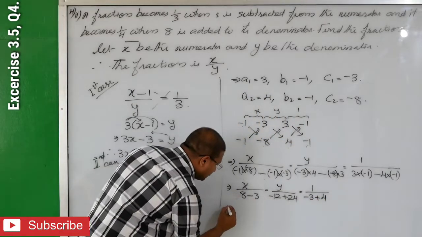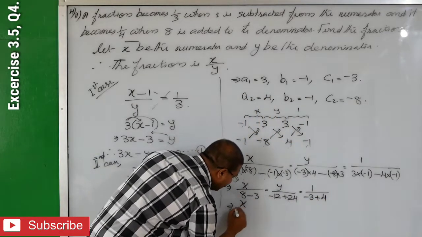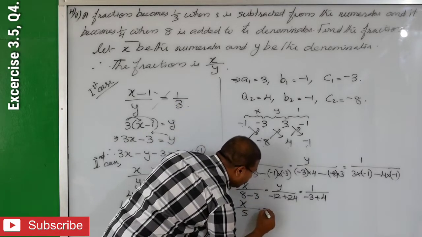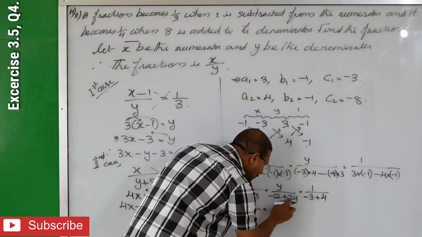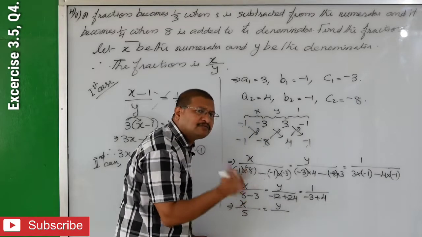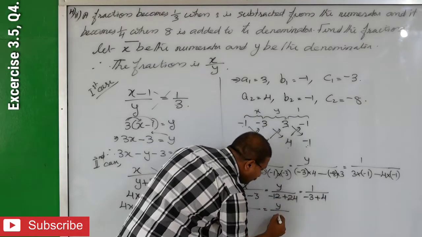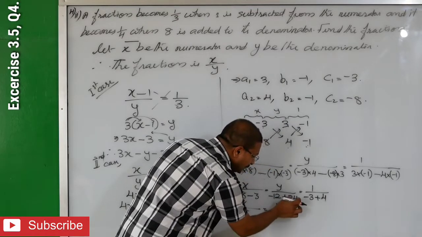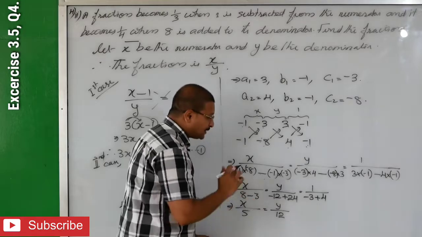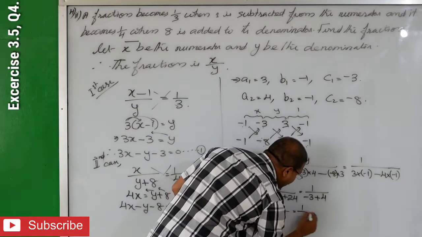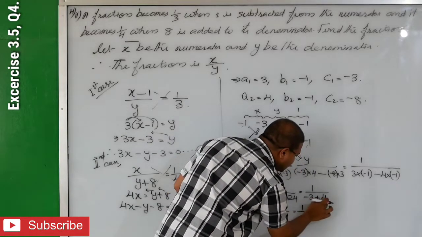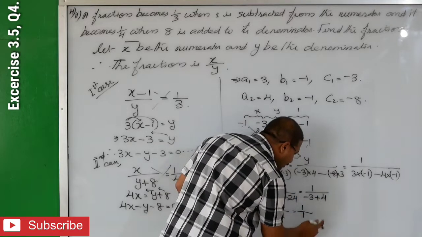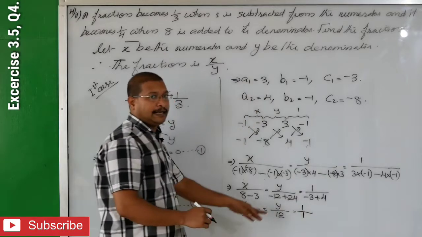Ready? This implies x divided by 8 minus 3, 5 equals y divided by minus 12 plus 24. What will we get? Plus and minus, minus. So 24 minus 12 will get only plus 12, because 24 minus 12 is 12 and the bigger number is plus. So the answer is plus 12 equals 1 by minus 3 plus 4. Plus and minus, minus 4 minus 3, 1. But the bigger number is 4, that is plus. So the answer is plus.